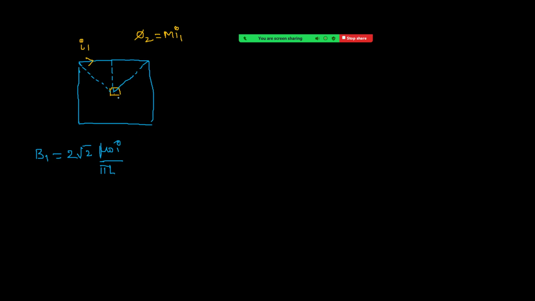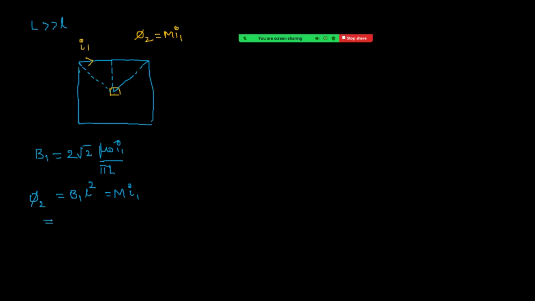Then see the flux linked with this one. And you can see the condition given: L is very large compared to the small one. See the purpose of this condition. When this is very small, its area is also very small, so in this entire area the field will be uniform. Therefore, I can write flux phi 2 is equal to directly B1 into area, that is L square. And this is now B1. So this is equal to M into I1.